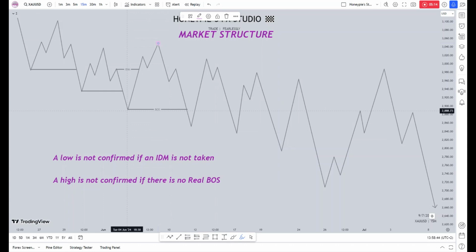And at this point here, this low is also confirmed. Why is this low confirmed? Because an inducement has been taken. Look at it: a low is not confirmed if an inducement is not taken. This low is confirmed because this inducement is taken. This low at this point wasn't confirmed because no inducement was taken out there. But this low here is confirmed because an inducement was taken out.